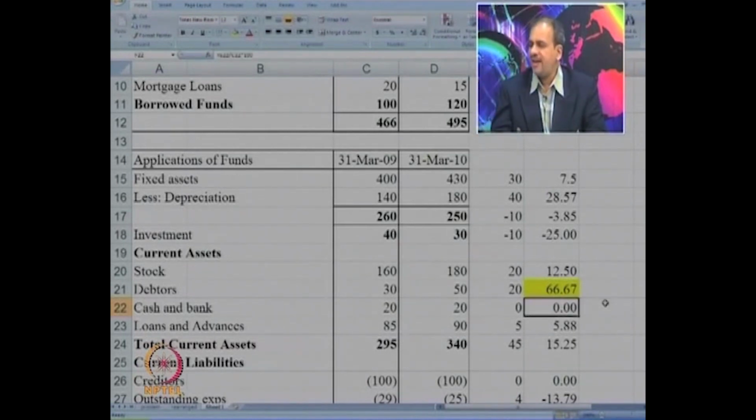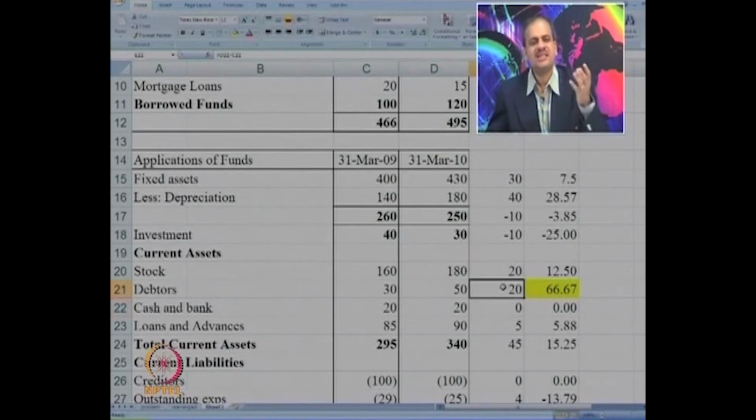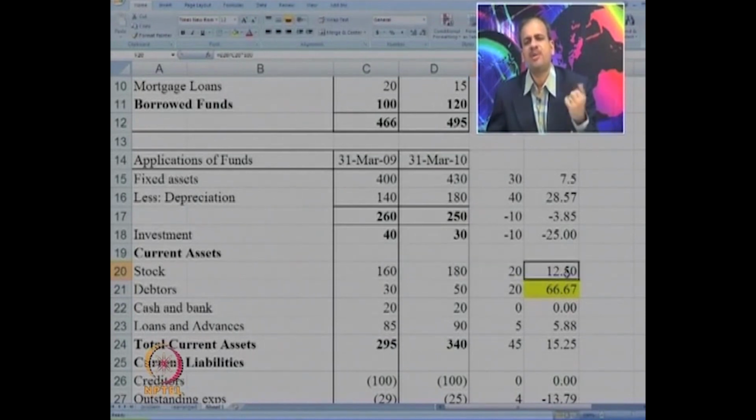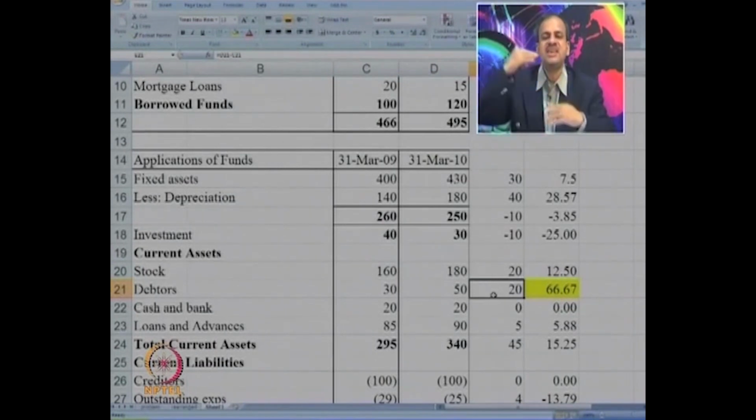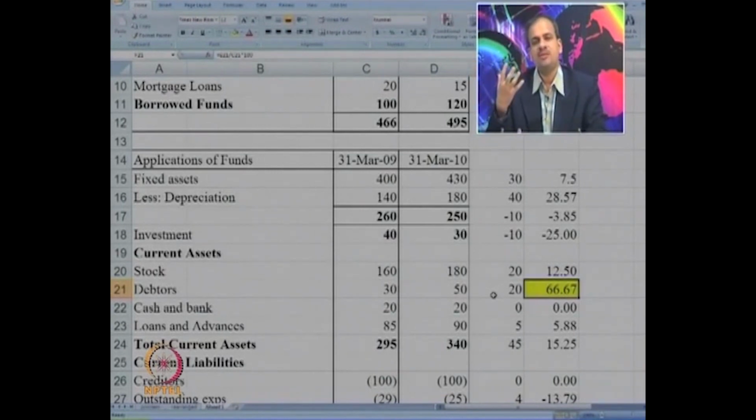But if you look in relative terms, you will realize that increase in the stock is just a normal increase from 160 to 180, so it's a 12% rise, not much to worry. But increase in the debtors from 30 to 50, though the increase is only of 20 in absolute terms, it is 66% in percentage terms. So what does it mean for an interpreter?